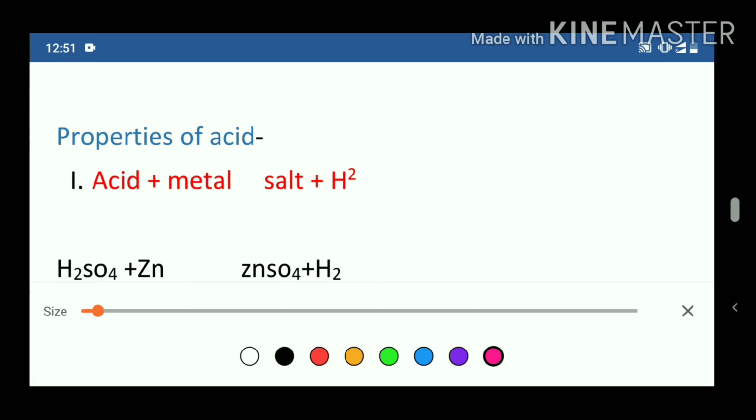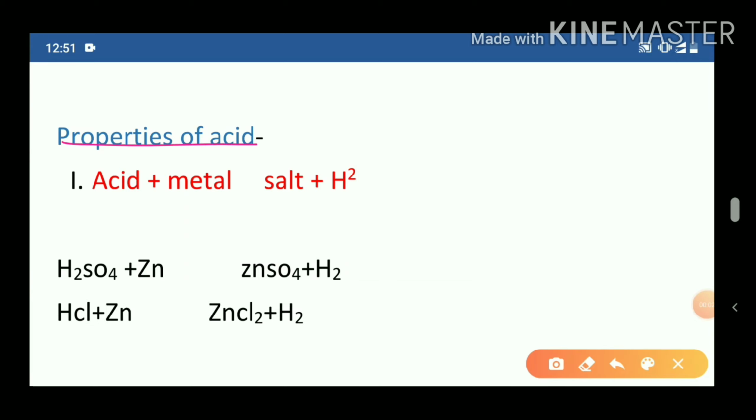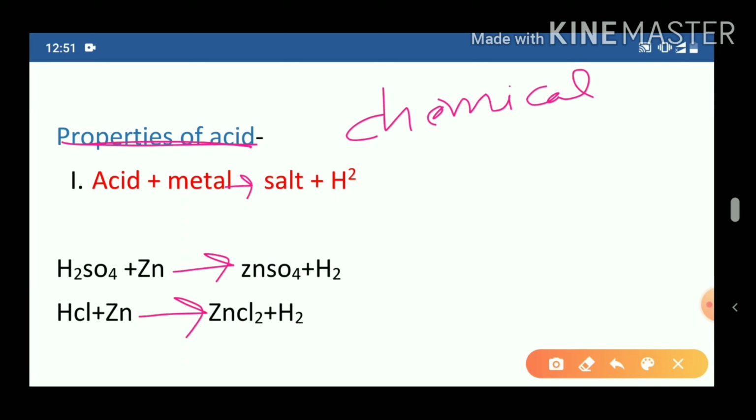Now we start with properties of acid. We have seen the physical properties of acid. In physical properties, we have seen that acids are sour in taste. Acid converts blue litmus to red. Acid has pH less than 7. When acid dissolves in water, it gives H plus ion. So these are the physical properties of acid.